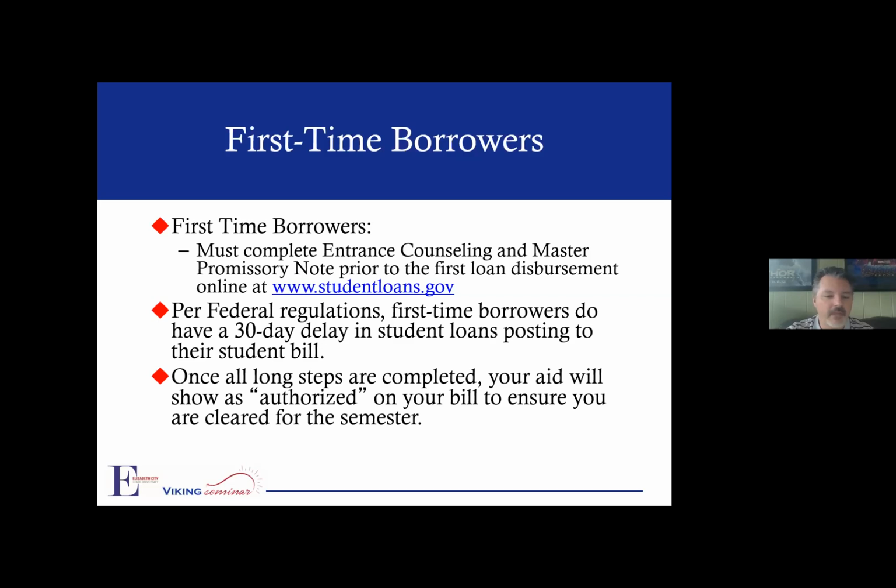That's nothing that you've done. That's just a requirement that as a first-time borrower, you have more time to digest what you're getting into and make sure that you know what you're doing when you borrow those funds to help pay for school. But as long as those steps are completed, everything will be in place as expected. It just won't disperse until that 30 days has passed and you've completed the master promissory note and entrance counseling at studentloans.gov.